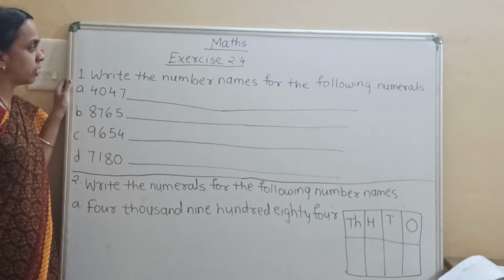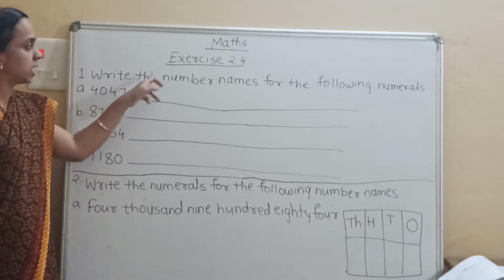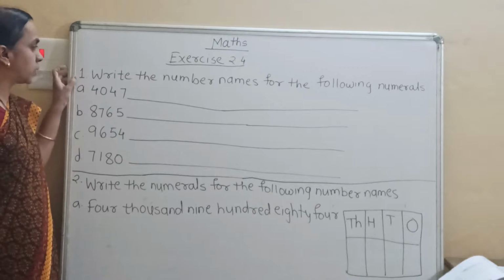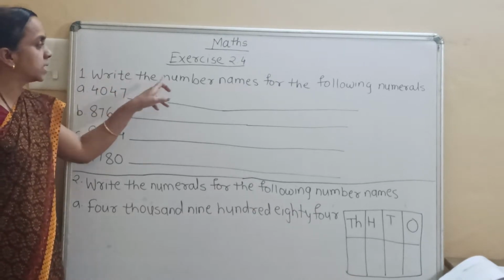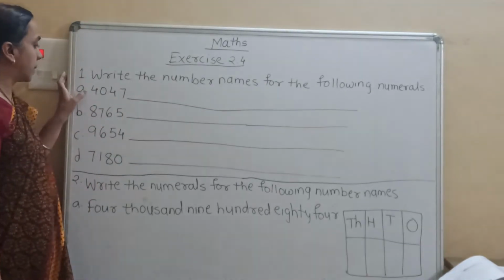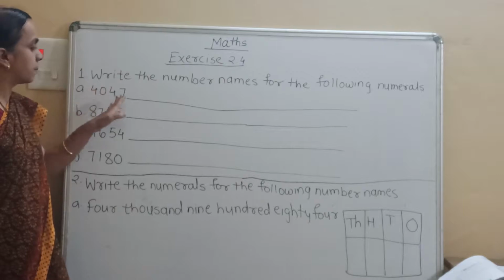Students, today we will see our page number 20. On this page, exercise 2.4 is given. What is given in the first question? Write the number names for the following numerals. Numbers are given here, and we have to write down their number names.